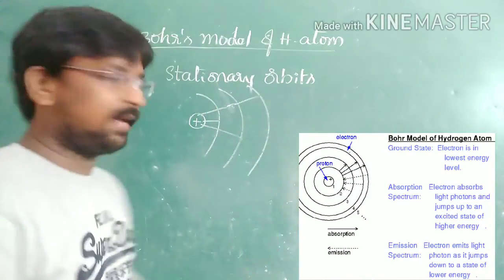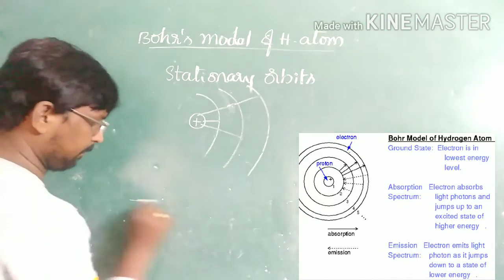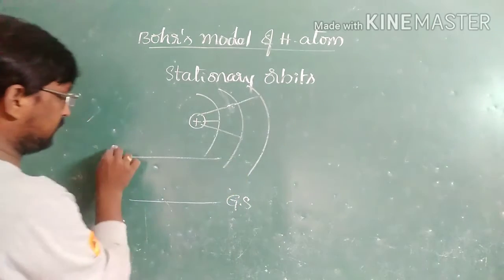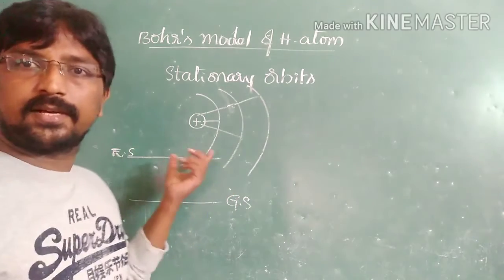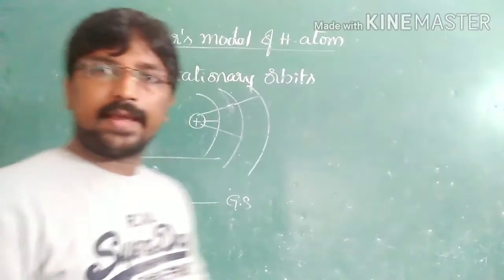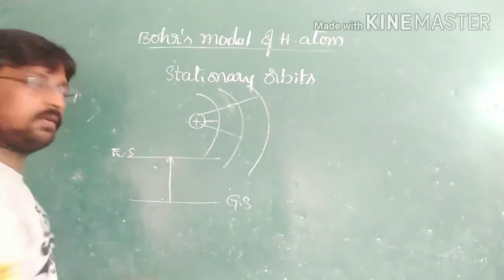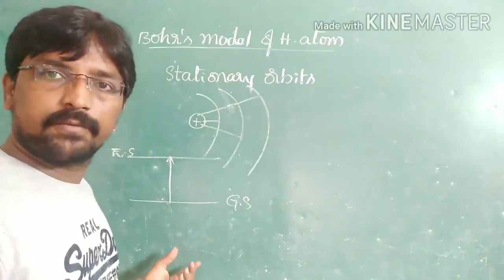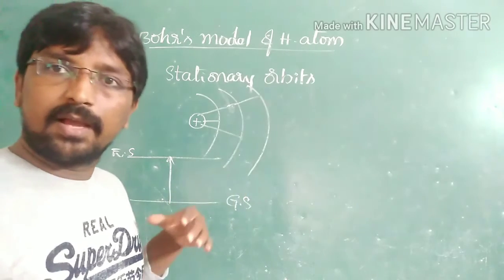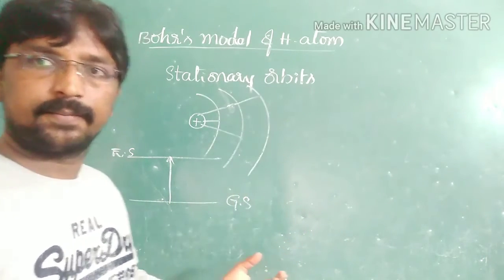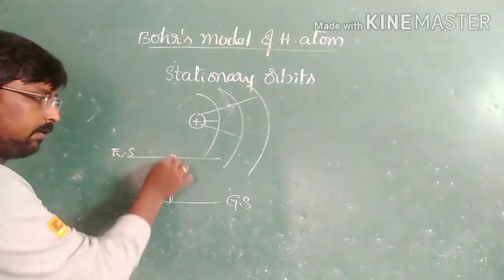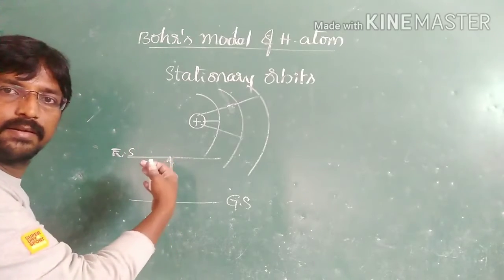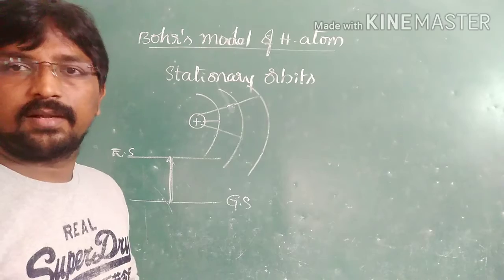Right? So, this is the ground state and this is the excited state. When an electron jumps from the ground state to the excited state, from a lower energy level to a higher energy level, it gains some energy. So when it gains energy, it is excited from its ground state level.